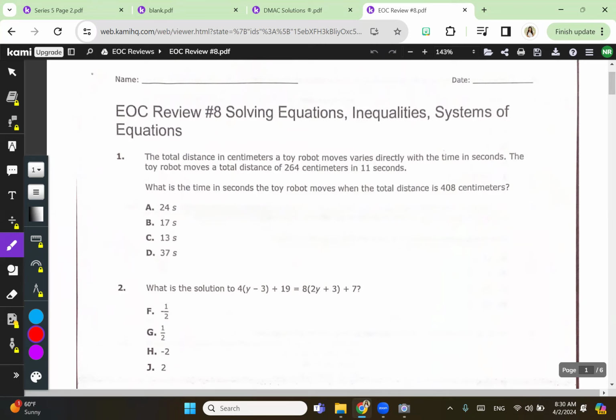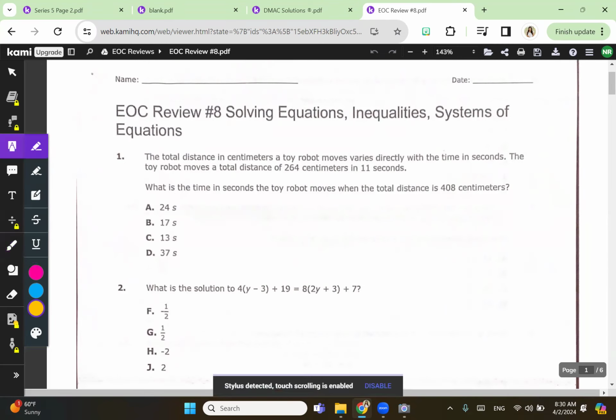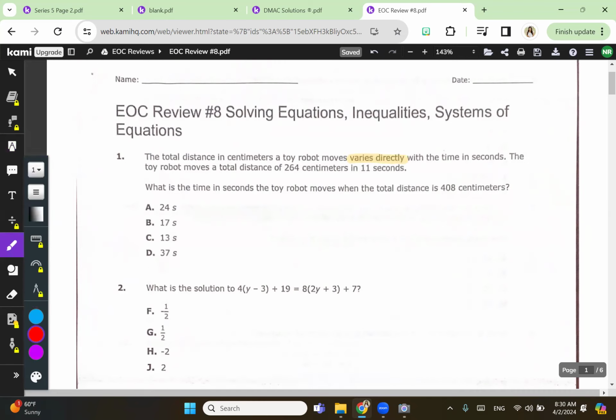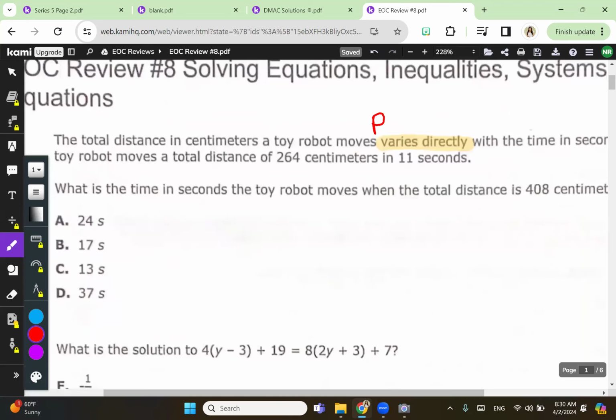What is the key word in this one? Actually, two keywords. Yeah, varies directly. Varies directly tells us that we're going to set up a proportion. All right. Now, what two things are we comparing? What two types of numbers? We are comparing centimeters to seconds.